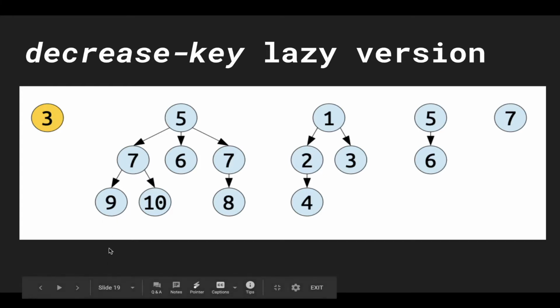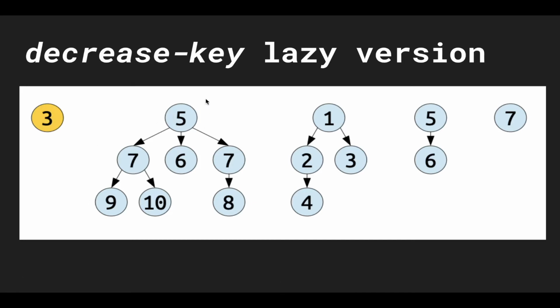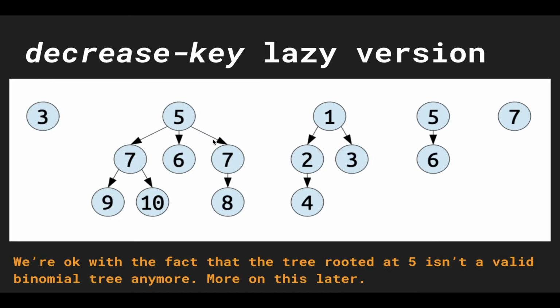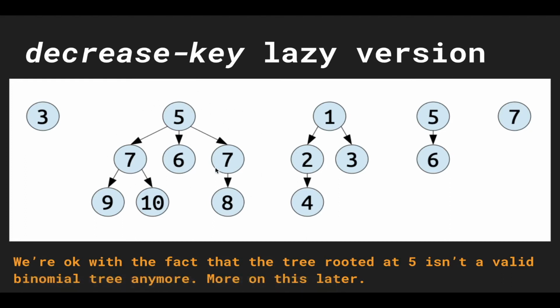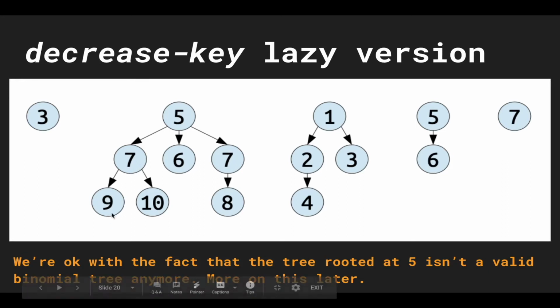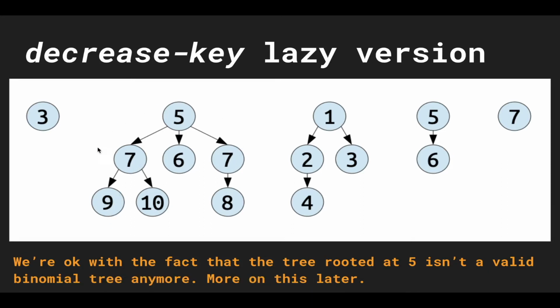We move 3 from 9's child all the way to the root list. We're not going to propagate it up. So this right here, as you can tell, is just a constant time operation because we're just cutting the subtree off. We're just going to be deleting a pointer. And we're okay with the fact that the tree rooted at 5 isn't a valid binomial tree anymore. This is no longer a valid binomial tree because of the children. We have a child of degree 0 and degree 1, but this is not technically a child of degree 2 because this tree itself only has 2 trees of degree 0. There should be another tree of degree 1 here. So we're okay with this, and I'll go into this later.